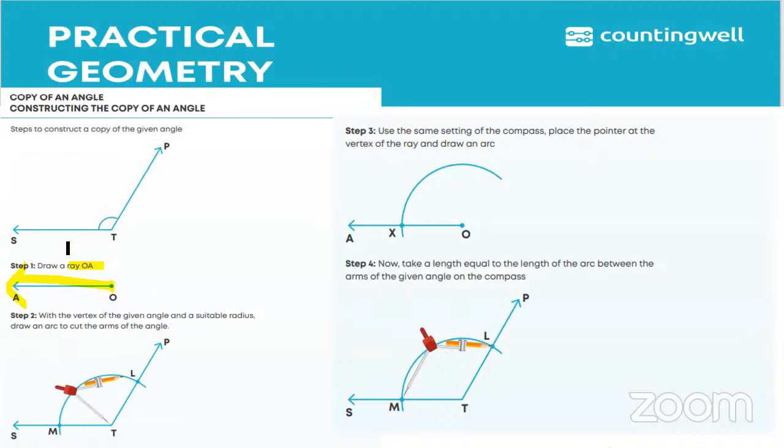the angle. So now you have to go to the given angle, and with the vertex of the given angle and a suitable radius, you can take any radius, but it should not be very small or very large. And then you have to draw an arc to cut the arms of that given angle. So you are taking an arc. Then we have to use the same setting of the compass. So you do not have to move that compass, and then place the pointer at the vertex O of the ray OA, and then you have to draw an arc.